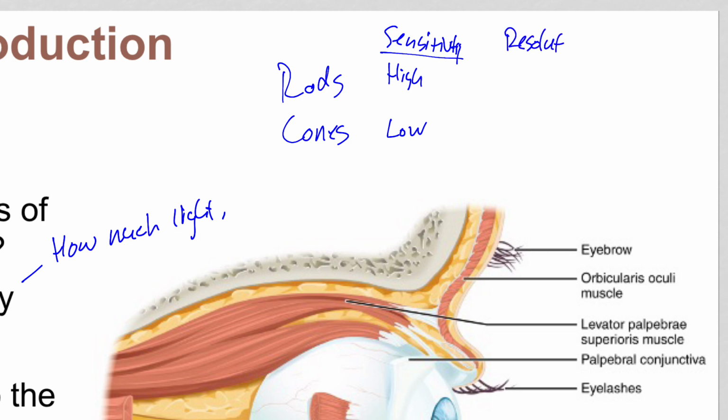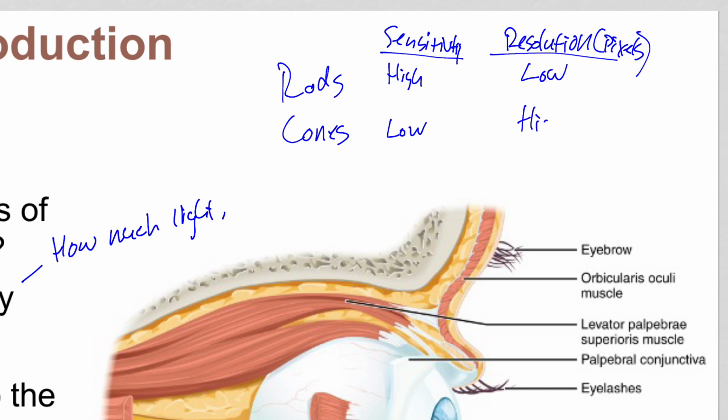The other factor that we care about, though, is resolution. Think of resolution as like pixels. When you say that a camera has 10 megapixels, that's just how many little dots make up the image. The downside of rods is they have low resolution. The image looks kind of grainy. That's why you don't see very well in dim light.